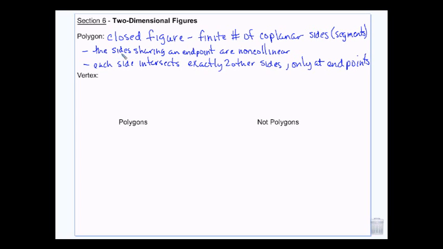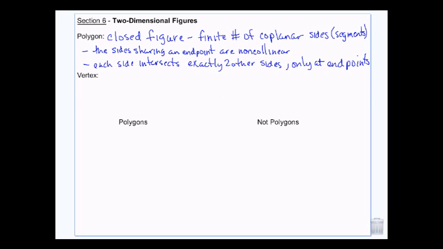So the sides that share an endpoint can't be collinear, which means that the sides of a polygon don't make straight lines. They have an angle to them. And each side intersects exactly two other sides, but only at the endpoint. So you don't have, I'm just going to draw something weird like this, and then doing that, where this side intersects two sides, but not at the endpoint. This is not a polygon. It has to intersect only at the endpoints.